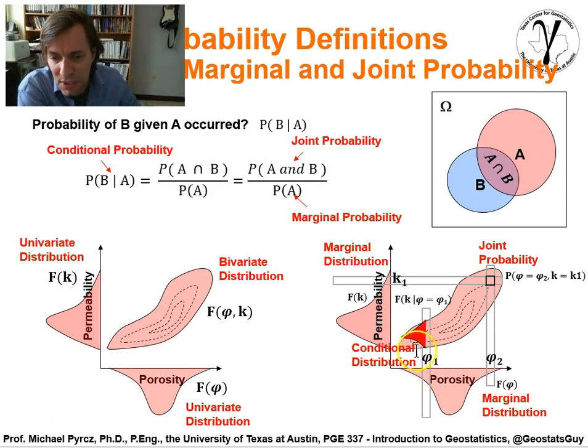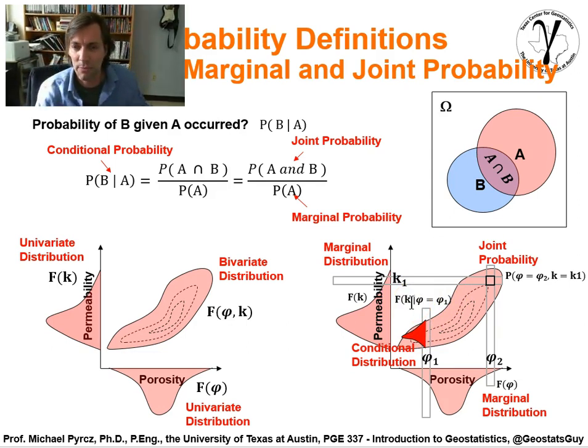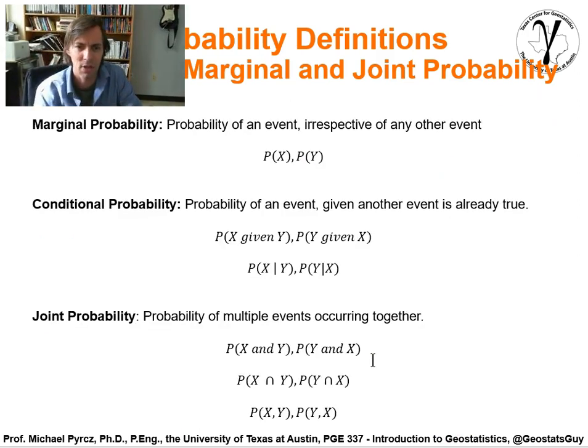Now, if I was to go here and say porosity between maybe 10 to 12%, I could look at the specific distribution of permeability, and that would be a conditional distribution. And so if I started talking about the probability of a certain permeability value given that range of porosity values, that would be a conditional probability. So the power here is that conditionals, marginals, and joint probabilities allow us to explore and understand probabilities of single things occurring or multiple things occurring at the same time.